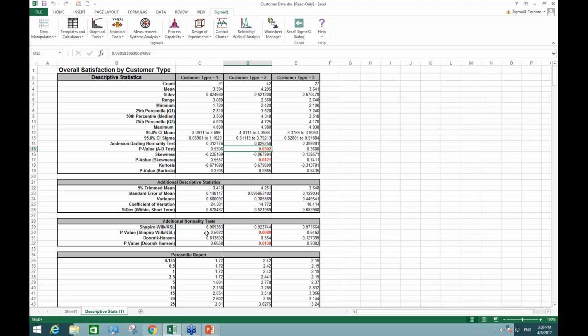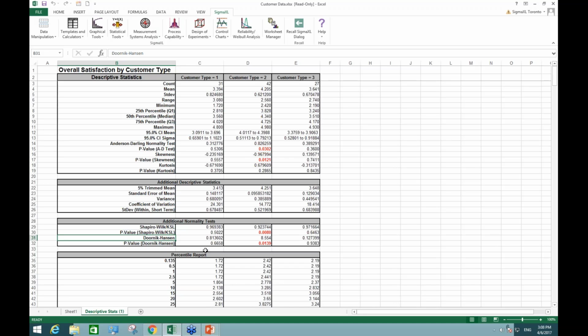So we have agreement on both type 1 as being normal, type 3 as being normal, and type 2 is not normal. The Doornik-Hansen test is an omnibus test, or a combined test that combines the skewness and the kurtosis. So there are a few options in this combined test.